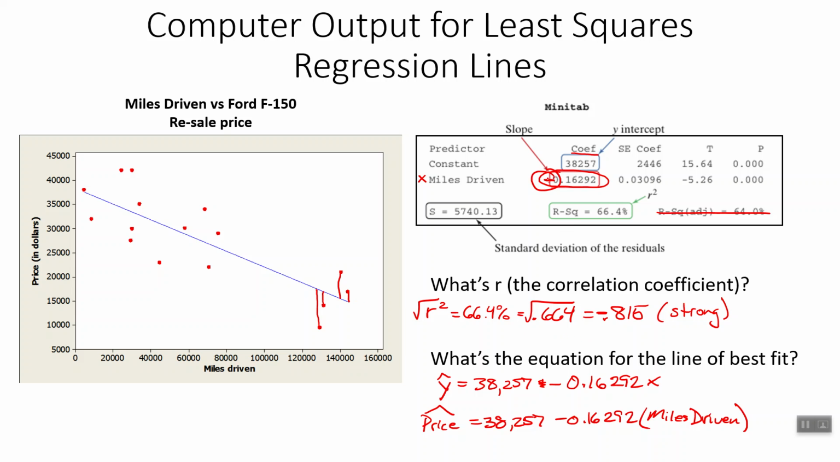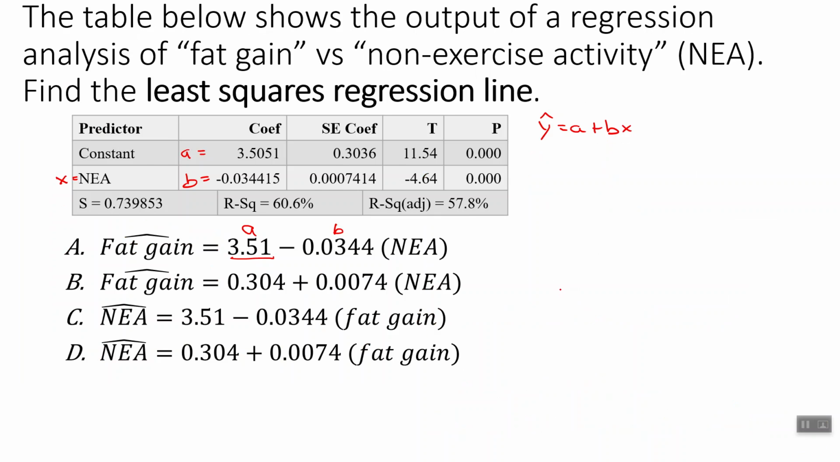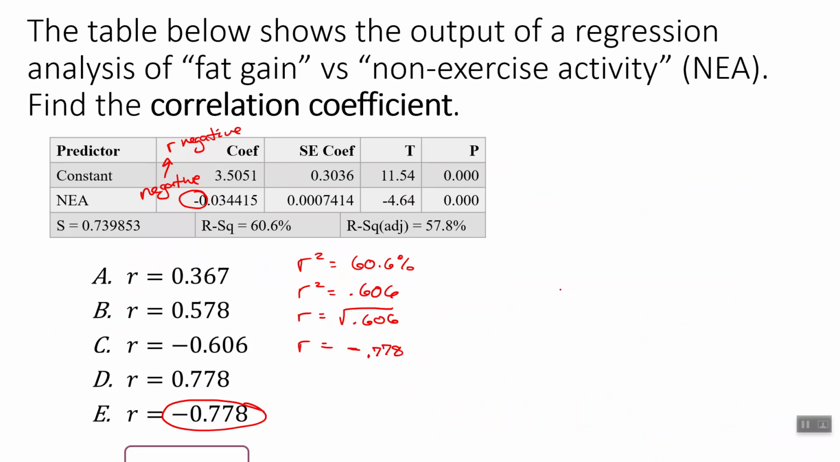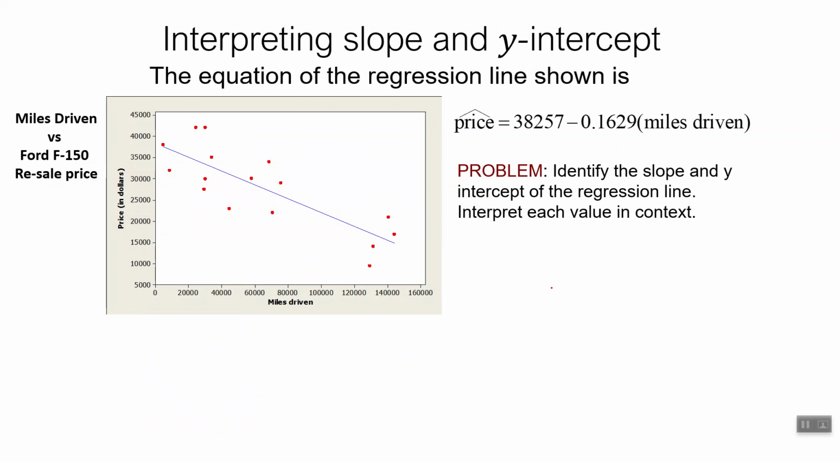So we have to get that from the table. We don't get that just from taking the square root. We have to look and see, what's the slope look like? Is it positive or negative? If it's negative, it needs that negative sign. If it's positive, we just leave it as positive. All right, so that one's right. We figured it out eventually.